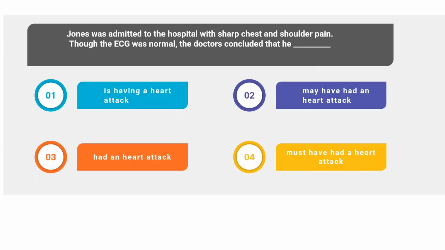is this. Jones was admitted to the hospital with sharp chest and shoulder pain. Though the ECG was normal, the doctors concluded that. Right? So concluded is a past tense. So they've done that. They've finished concluding that he is having heart attack. He may have had an heart attack. Had an heart attack, must have had a heart attack. Now, which one sounds really correct? You have a simple V2 form of verb. Now, whichever option has a very simple V2 form, here it is present continuous, right? Here have had is past perfect. Have had is still past perfect. So the right answer is option number 3, had an heart attack.